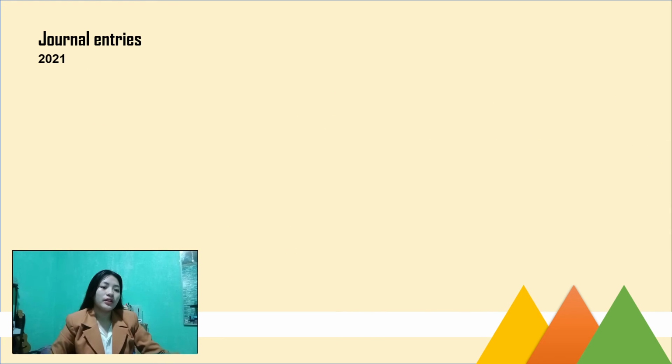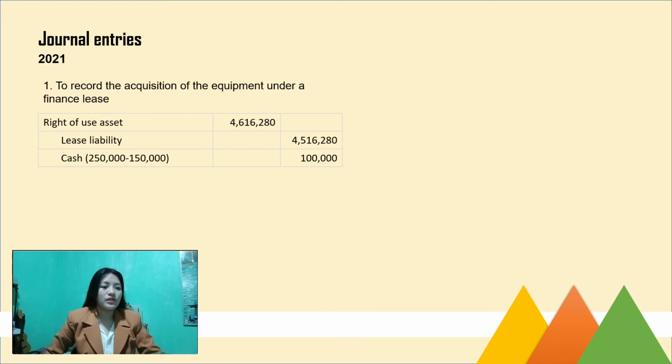For the journal entries of year 2021. So first, to record the acquisition of the equipment under a finance lease. Here, we debit the right of use asset amounting to 4,606,280. So, yung amount nito, kanina ay na-discuss na natin sa computation ng initial direct cost, which is the cost of right of use asset.